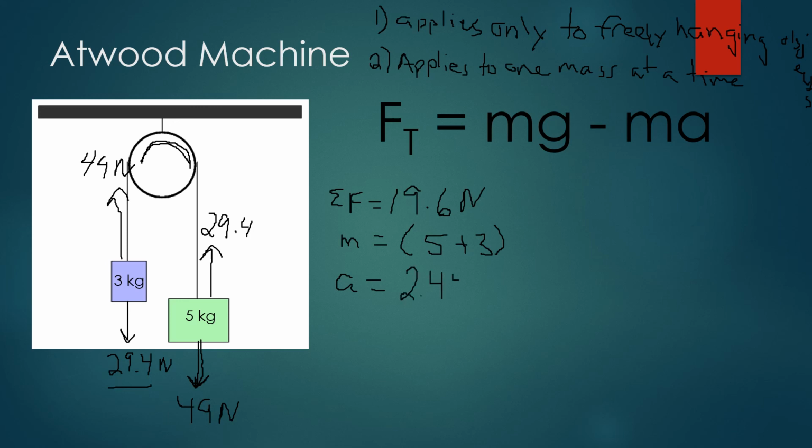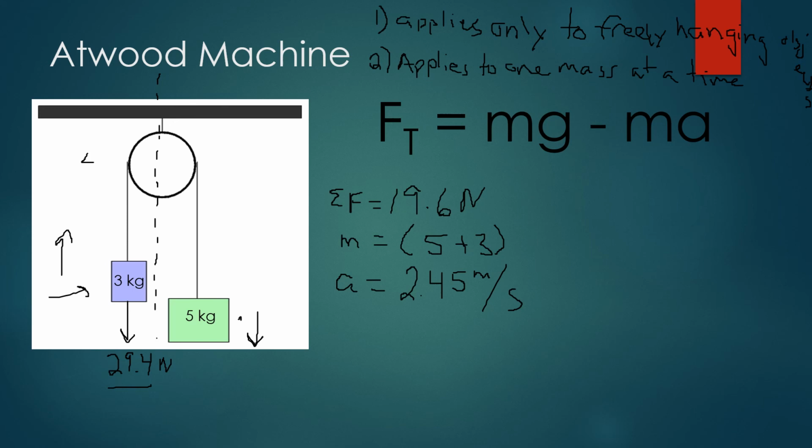Now my question is, is this acceleration up or down? Well, the answer is, it depends. It depends on which side you're talking about. Are you talking about the 3? Well, if we're talking about the 3, then the acceleration is going up. If we're talking about the 5, then the acceleration is going down. So it depends on the side that you pick. So here's how we do it. Now that we have that all done, I'm going to erase the free body diagram.